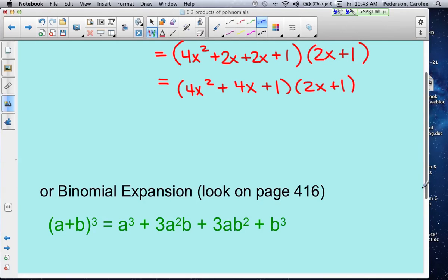So I'm going to take 4x squared and distribute it to 2x. So I get 4x squared times 2x, I multiply the coefficients, 4 times 2 is 8, and then x squared times x, I add the exponents. Now I'm going to distribute 4x squared times 1 is 4x squared.